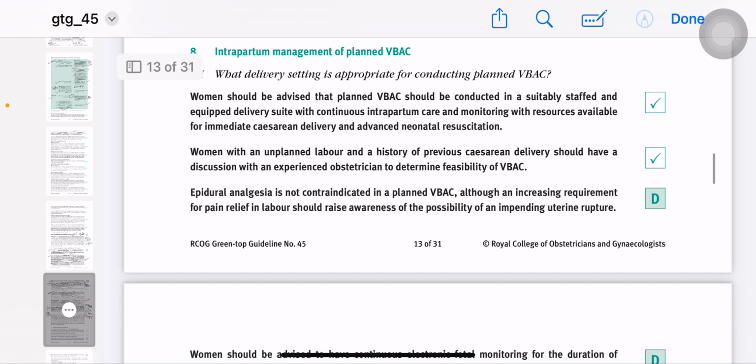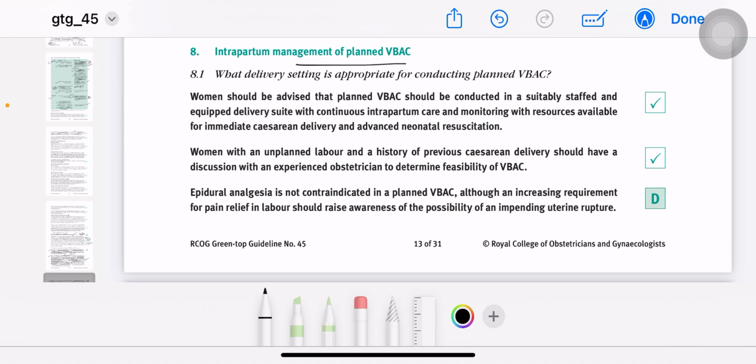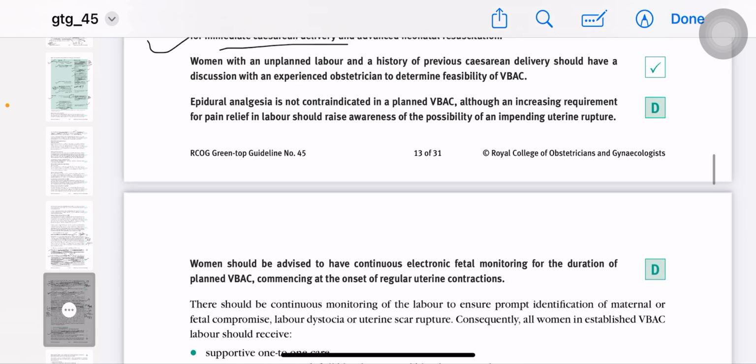Intrapartum, how will you manage a patient who is in labor with a previous cesarean section? Women should be advised that planned VBAC should be conducted in a suitably staffed and equipped delivery suite. Ideally, these patients with a previous cesarean section should not be delivered in maternity care. You have to refer this patient to a tertiary care hospital, with continuous intrapartum monitoring and immediate delivery available, and all the facilities available in the hospital.